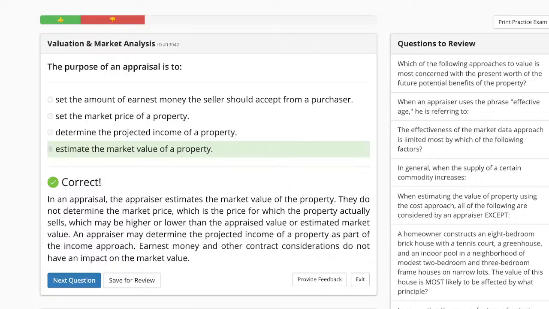Who sets the value of the property? What's the value of the property? What do you think? What's the true value of a property?